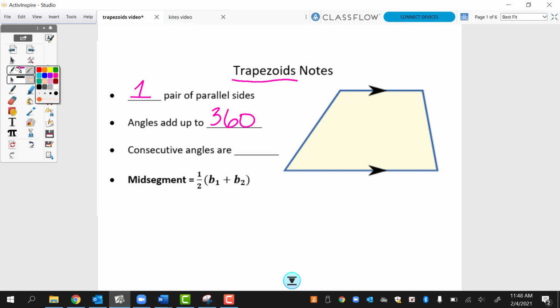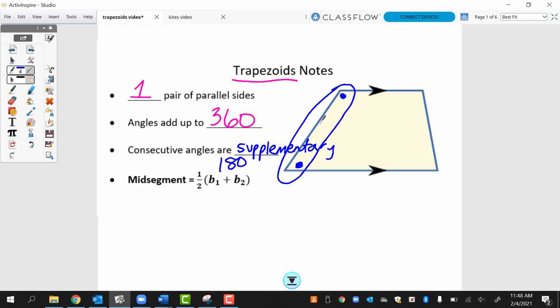Now the consecutive angles, what does consecutive mean? Well, that means the angles that are next to each other. So I'm talking about this angle right there and this angle right there are supplementary. That's a long word. I didn't leave enough space for that. Supplementary, which means they add up to 180. So these 2 right here are going to add up and they're going to equal 180, because consecutive means they are the ones that are next to each other.